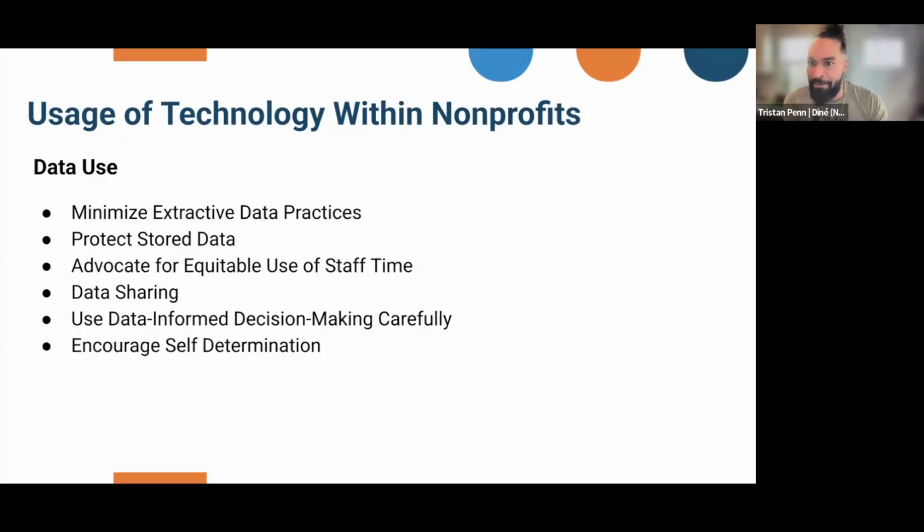How are you collecting data from your staff? How are you collecting data from your community members? What does that look like, sound like, and feel like? What I mean by that is, here's the example I'm going to use. At the top of the call, and even in my name right here, it says Diné Navajo. I'm half Navajo and half Black, so I'm biracial.